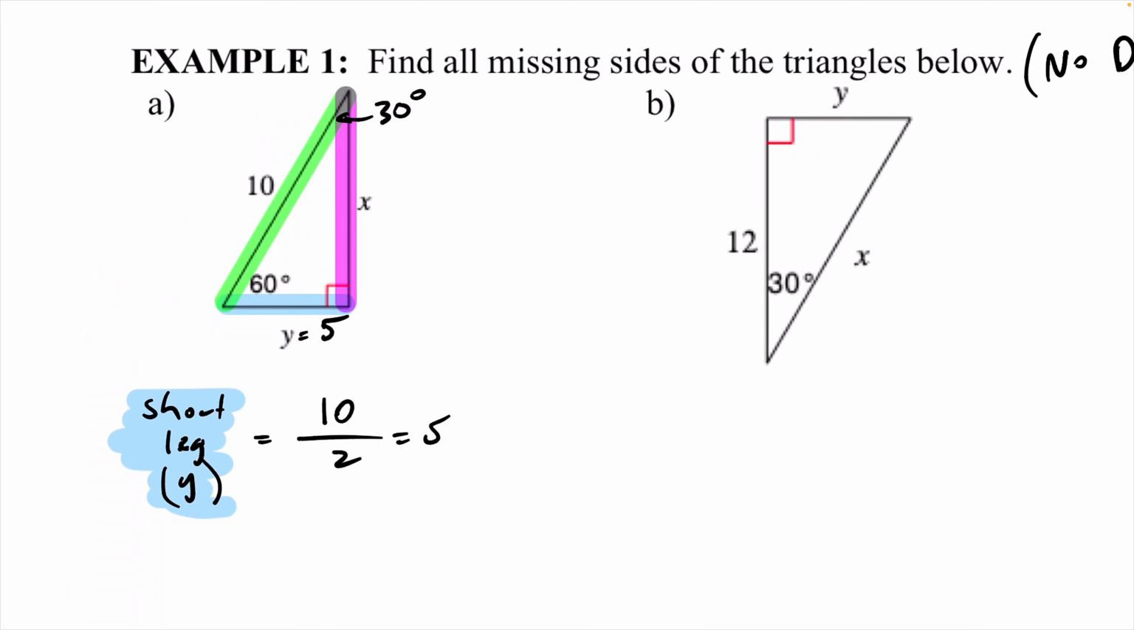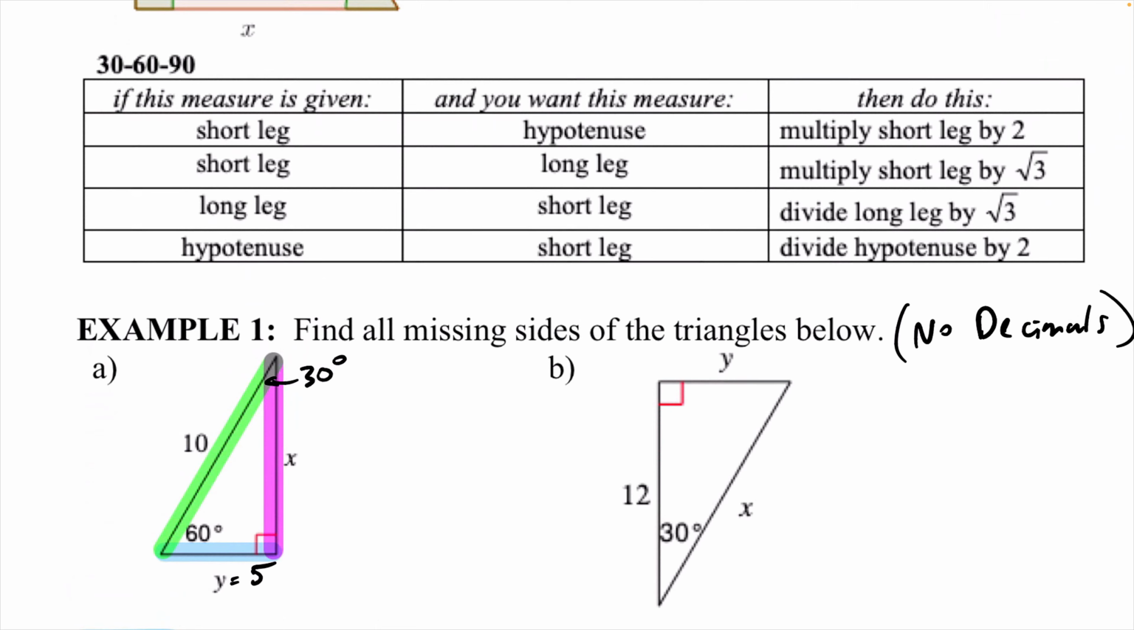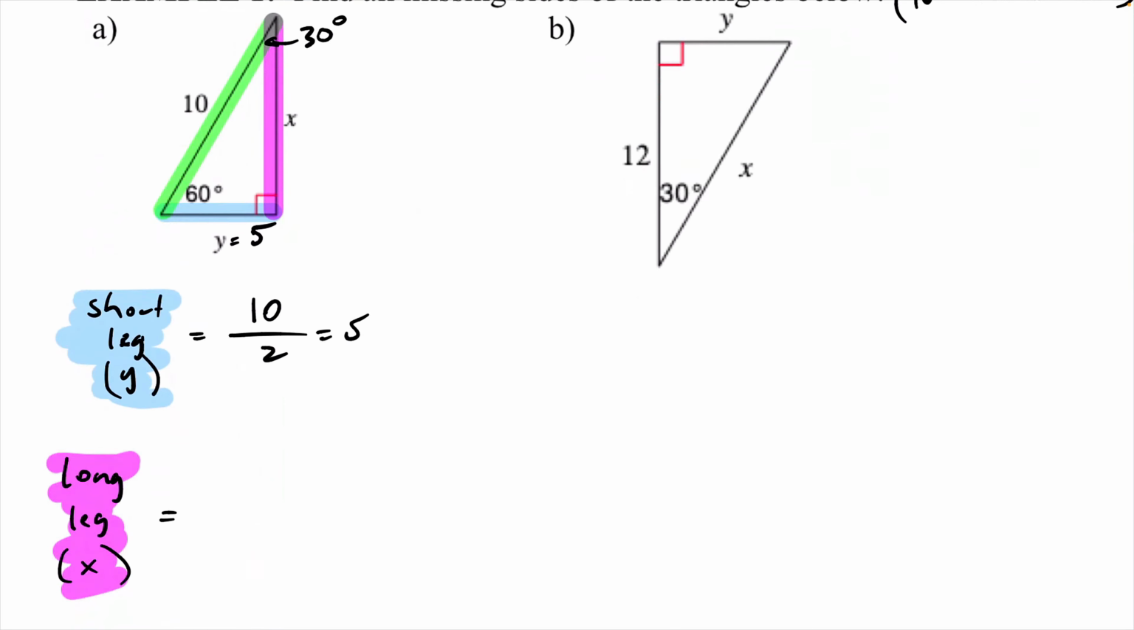Okay. So now I have to find the long leg, which is X. Okay, so let's go back up to our table. I want to find the long leg. So whatever you want to find, you go to the middle. I want to find the long leg. So what do I need to do? I need to multiply the short leg by the square root of 3.